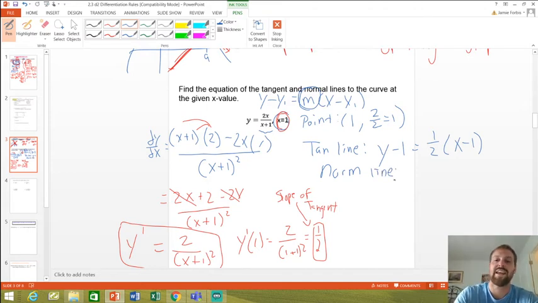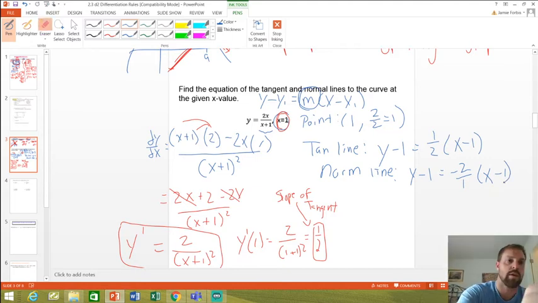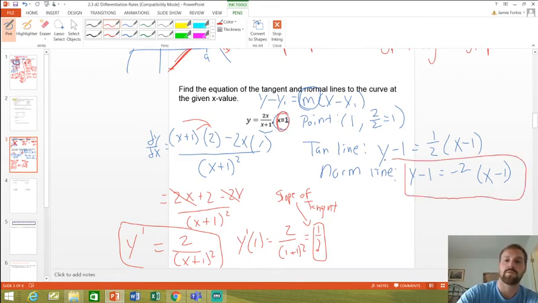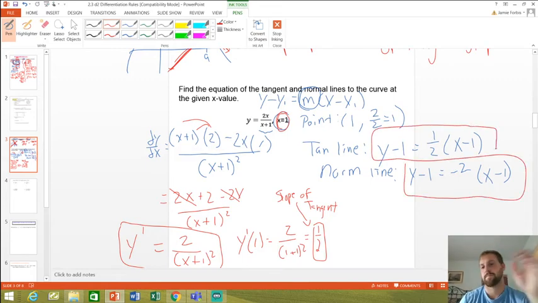All you have to do is take the negative reciprocal of the slope. So this is going to be y minus 1 equals the negative, so you're going to change the sign to negative. And reciprocal means flip, so it's going to be negative 2 over 1 times x minus 1. And you can just write that as negative 2 if you want, but either way, there's your two answers. Okay, so normal line. Nothing too awfully crazy or terrible about that.